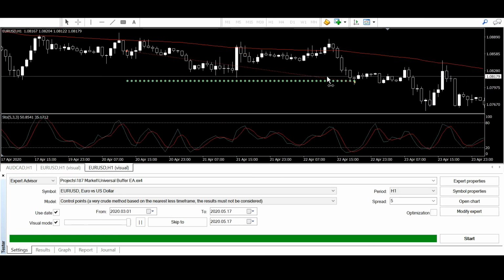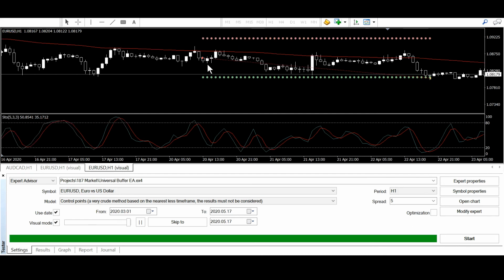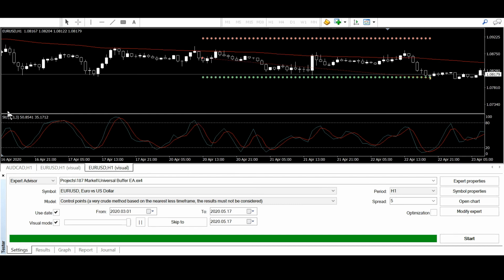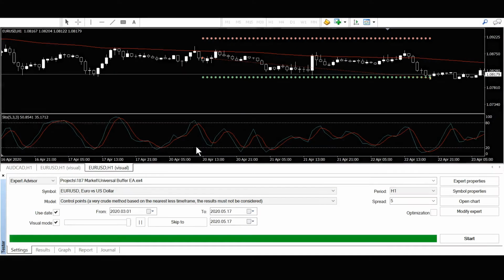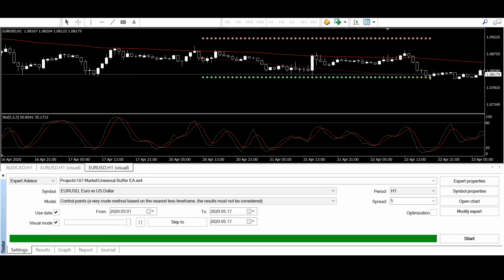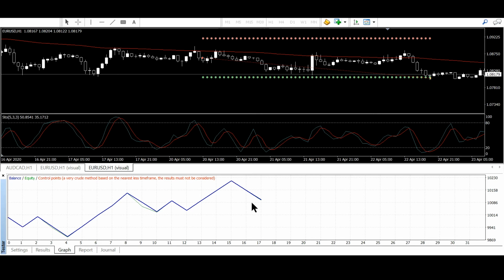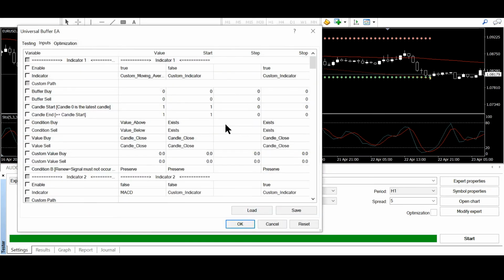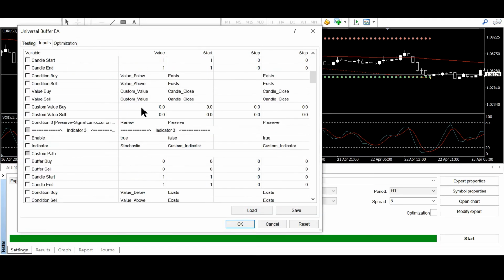Let's go to a sell trade. The moving average is above the candle and the stochastic is overbought, so we open a sell trade. Okay, let us take a look at the results or at the graph. We see 17 trades have been opened, and we want to optimize now some inputs.